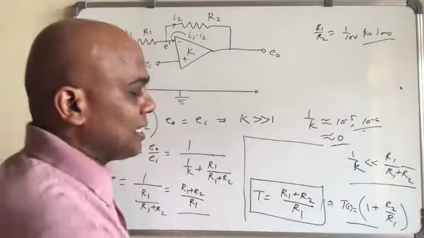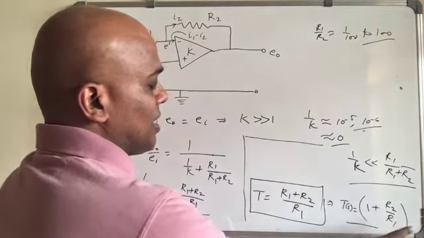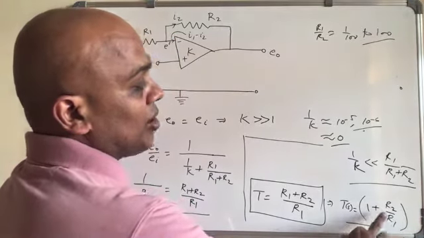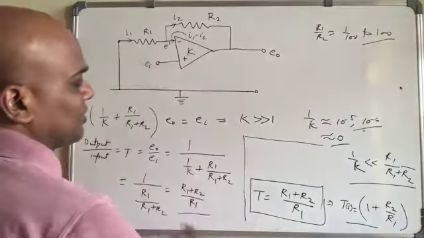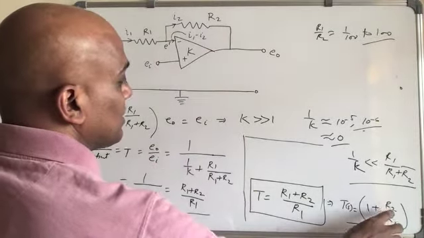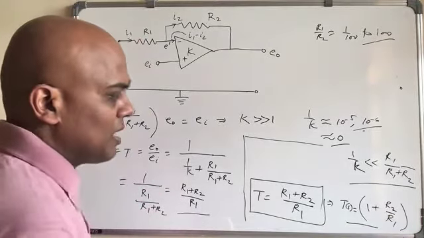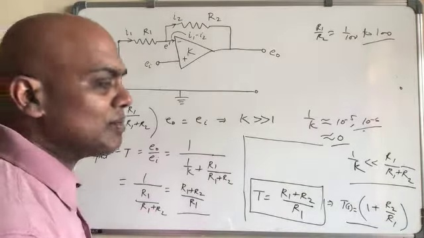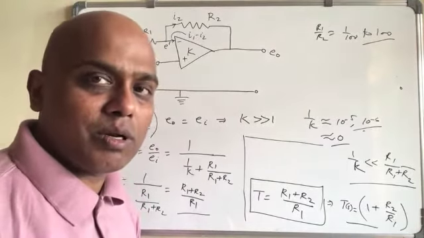What you notice here is, since this transfer function has 1 plus R2 over R1, it depends not just on a ratio. You have 1 plus the ratio, but in the other case it was simply the ratio only. So because of that, there may be some complications, and you may not be able to control many things.